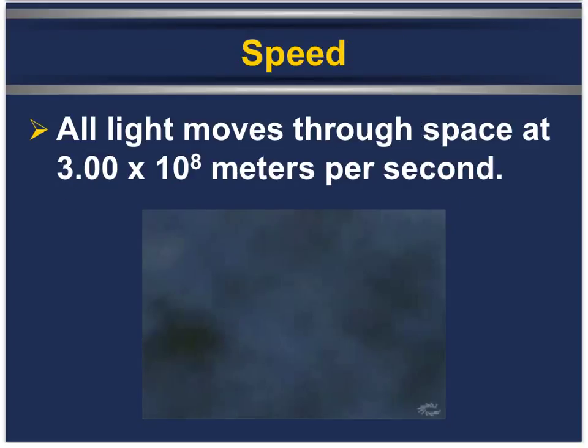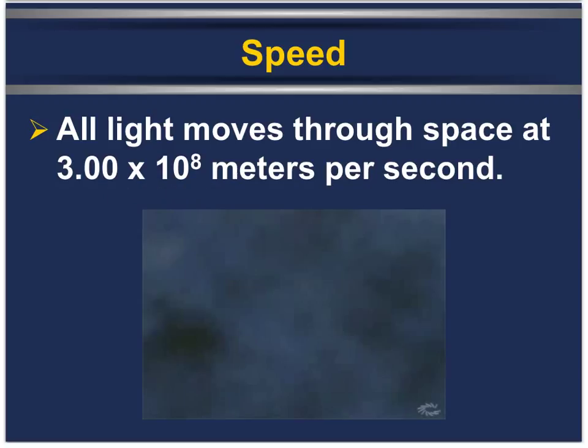When we discuss the speed of something, remember it was measured in meters per second. Since we're talking about light, all light travels through space at 3.00 times 10 to the 8th meters per second. That's a constant that you will have to remember. So again, you need to know that light travels at 3.00 times 10 to the 8th meters per second.